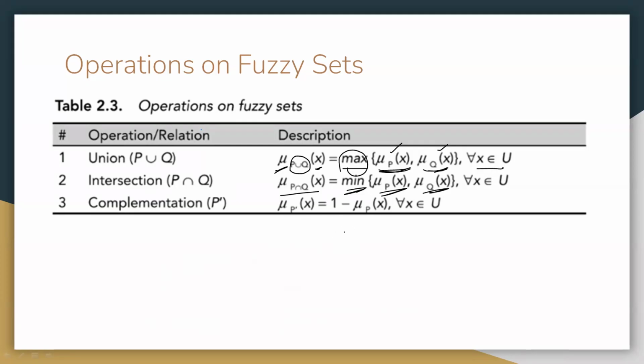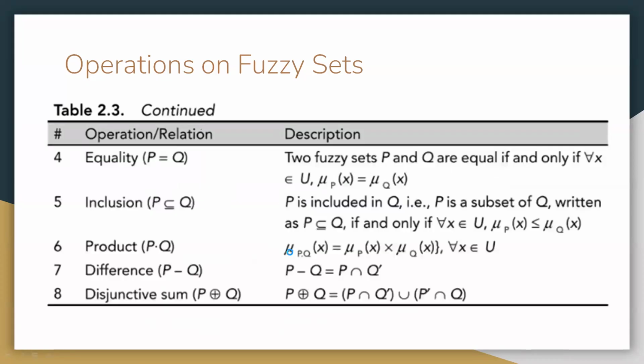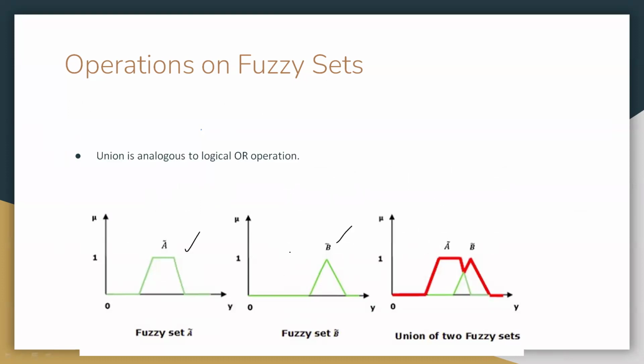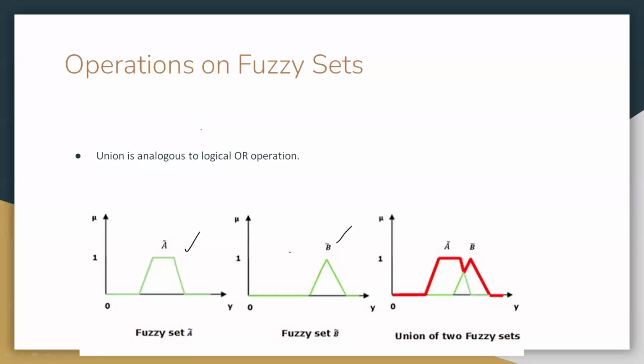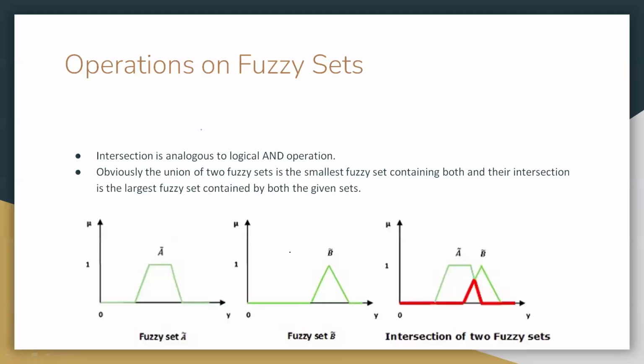Complement will be the opposite. We know that the maximum value of a membership function is 1. So 1 minus mu of P of X is what is known as P complement or P dash. This is how you can represent a particular graph or the logic. Union is analogous to the logical OR operation, where we take the maximum of whatever is true. Similarly, intersection is analogous to logical AND, that is, you take the minimum of what is available.